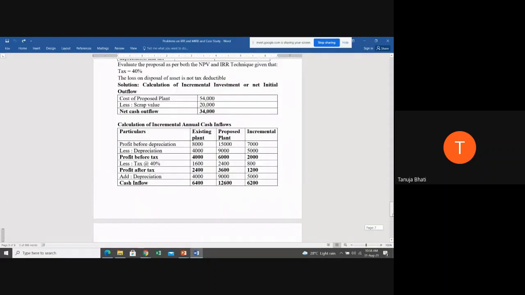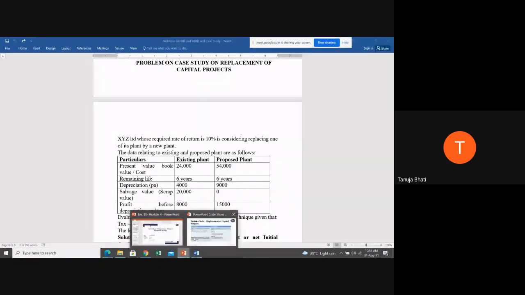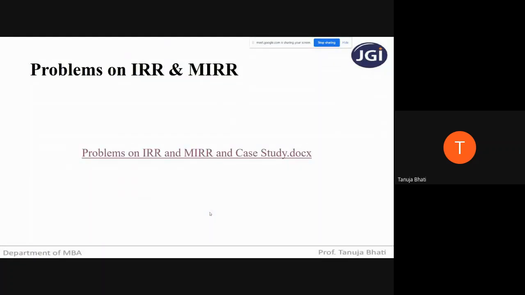Is this problem clear to everyone? Yes, students? Did everyone understand this particular problem? Did everyone understand the problems on IRR, MIRR and the case study? Students, are you all there? Are you listening? Am I audible? Yes. Yes, ma'am.